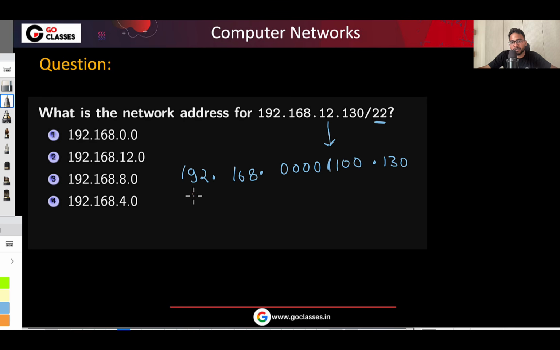So /22 means 8, 16 and 6. Till this point everything is fixed. If someone wants to ask the first address, this is 2 power 0, 2 power 1, 2 power 2, 2 power 3, so yes, this is 12 only. So the first address will be 192.168.12.0. It will be 0. So what is the answer? B is the answer. Okay, I hope you understood.